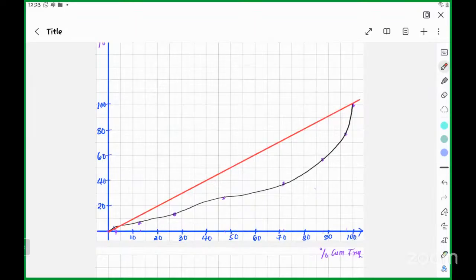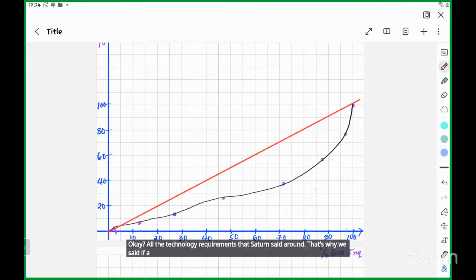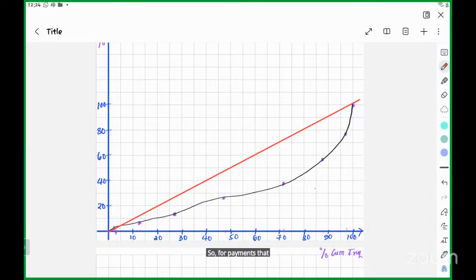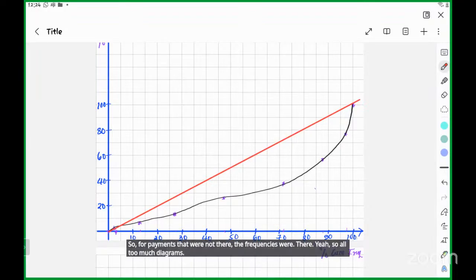Zero. It's 0, 0. This is the first point. 0, 0 is the first point for all cumulative frequencies. All cumulative frequencies start at 0. That's why we say if a class is not there, its frequency is 0. So for payments that were not there, the frequencies were 0. So all cumulative diagrams start at 0.